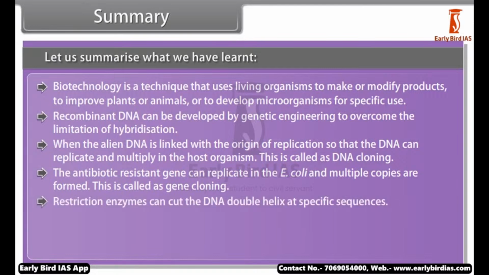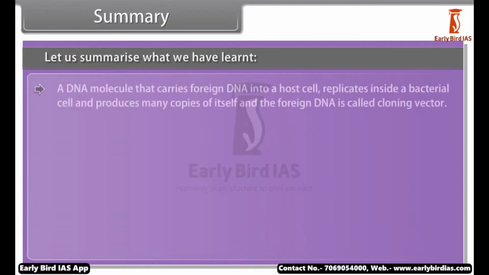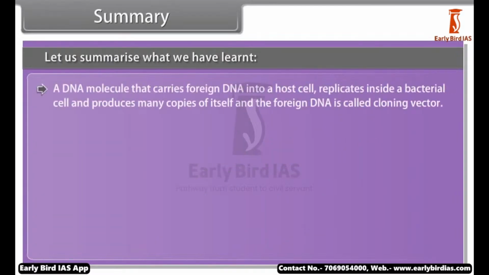Restriction enzymes can cut the DNA double helix at specific sequences. Recombinant DNA can be produced by the action of the restriction enzyme, E. coli and ligation. Gel electrophoresis is used to separate DNA fragments. A DNA molecule that carries foreign DNA into a host cell, replicates inside a bacterial cell and produces many copies of itself and the foreign DNA, is called cloning vector.